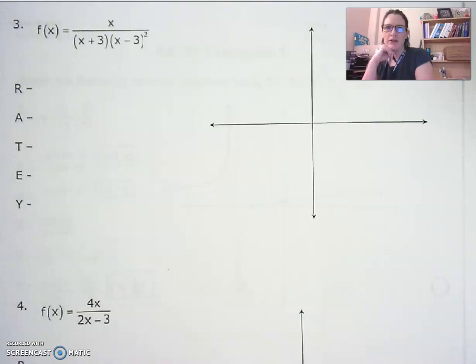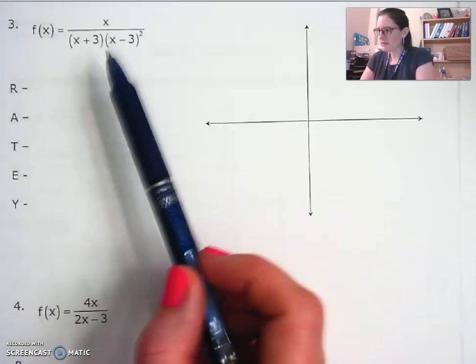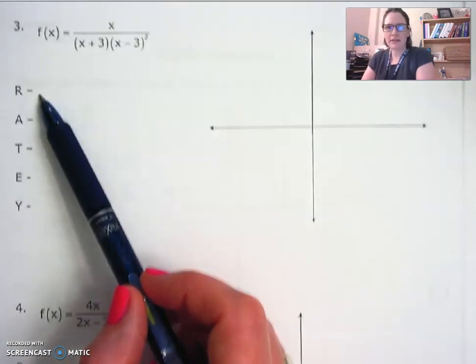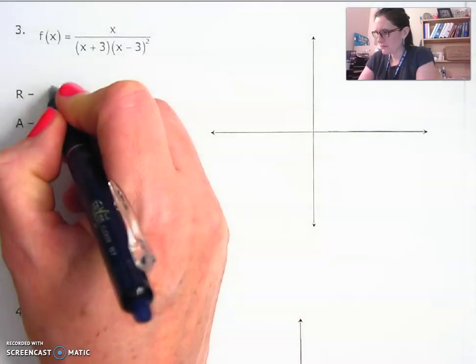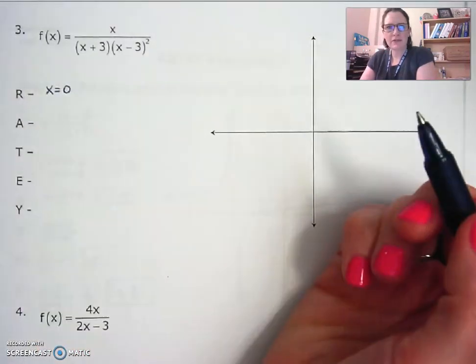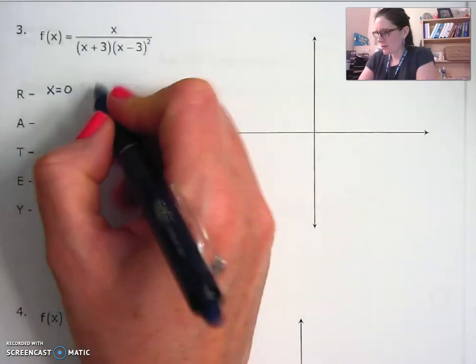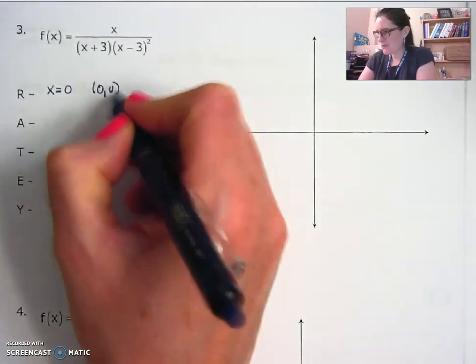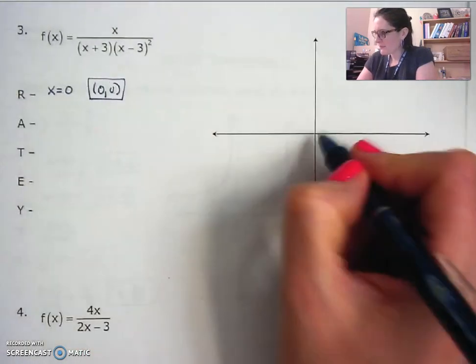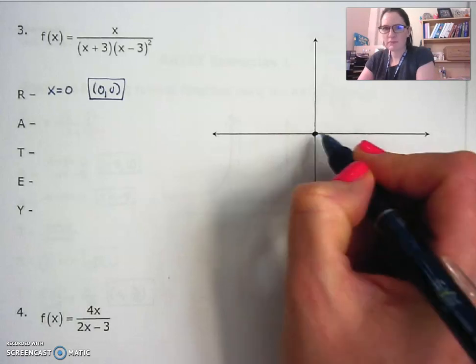All right, here's the second part of the intro to RATEY notes lesson. For this one, number 3, we are going to start with the roots by setting the top equal to 0. There's no solving that we have to do here. It's already 0. So we're going to write this as an ordered pair and graph R 0, 0.